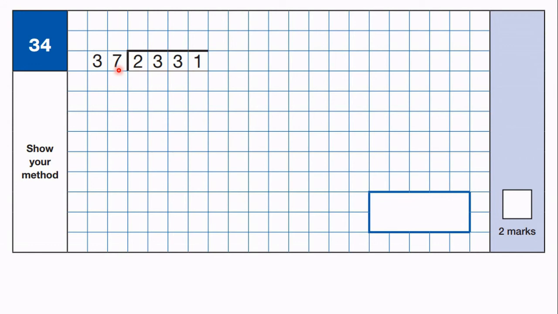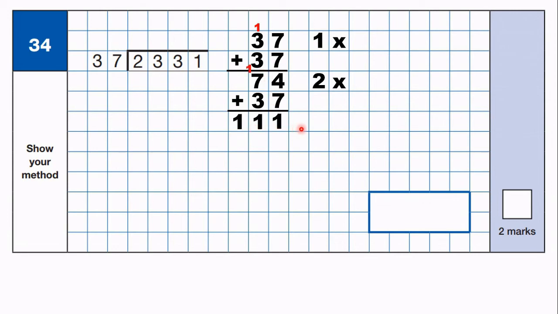2,331 divided by 37, we need to work out our 37 times table. 37 is 1 times 37. If we add another 37, we get 74, so that's 2 times 37. Adding another 37 gives us 111, so that's 3 times.